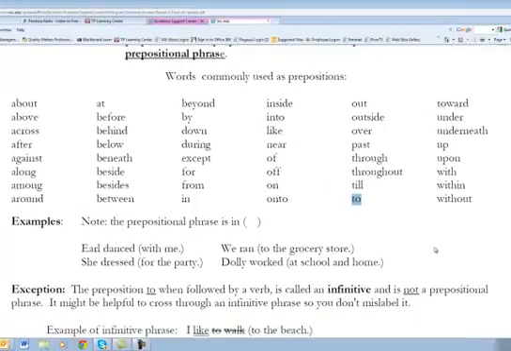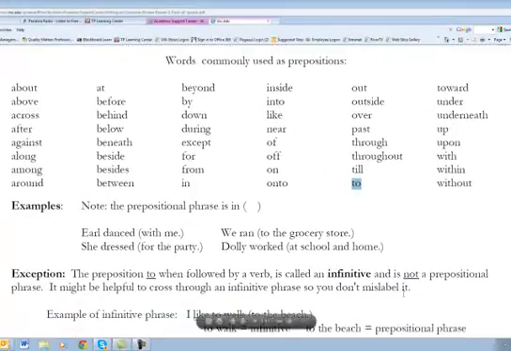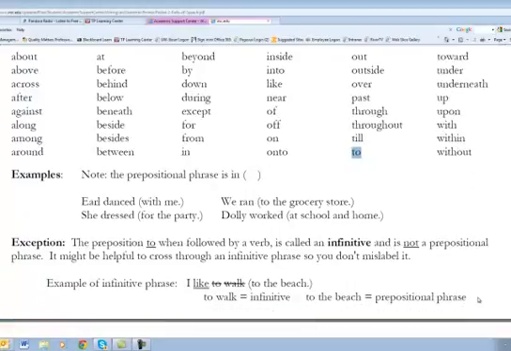So it would be helpful for you to do something like this. An example of an infinitive phrase is I like to walk to the beach. To walk is an infinitive phrase because it is to plus the verb walk. However, to the beach is a prepositional phrase. To is the preposition, and the whole phrase is to the beach. So take some time to familiarize yourself with the most commonly used prepositions. This will help you.